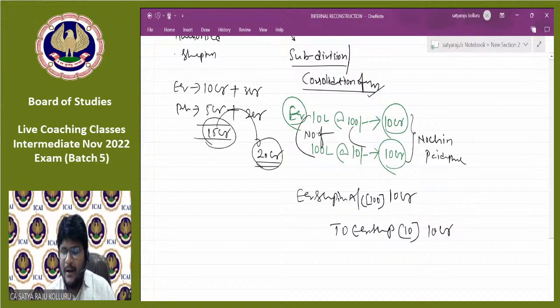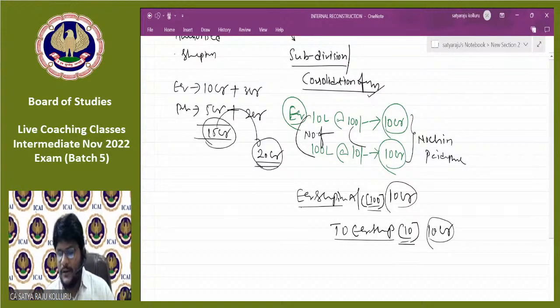Being 10 lakh equity shares are going to be subdivided into 100 lakh equity shares at the rate of 10 rupees each. That is the narration. That means there is no change in the paid up value and no change in the entry as well. There is only a change in the face value and number of equity shares. That you can represent through your narration. Nothing is great here. Hope you understand both subdivision and consolidation.